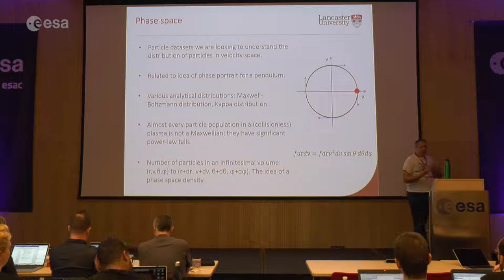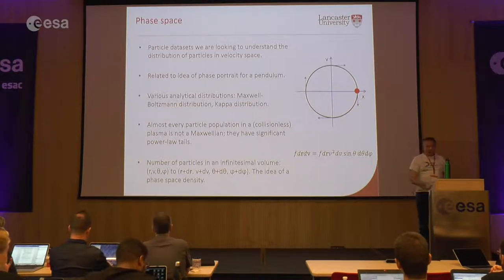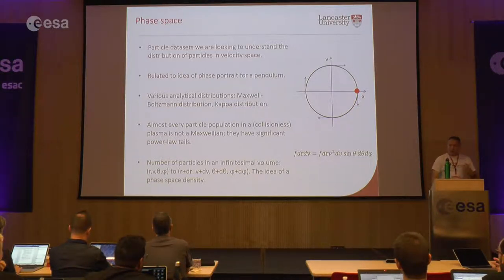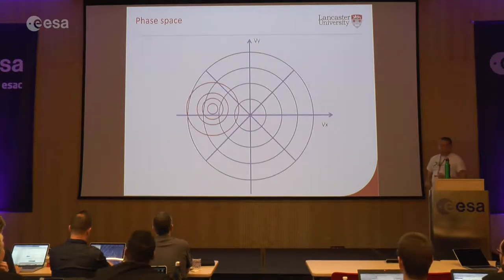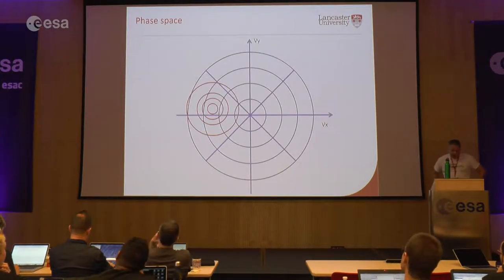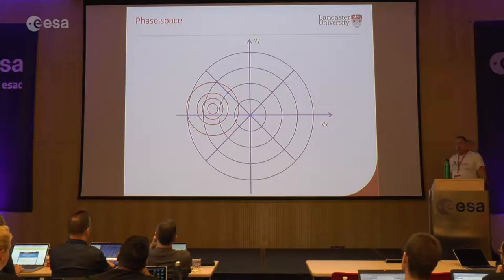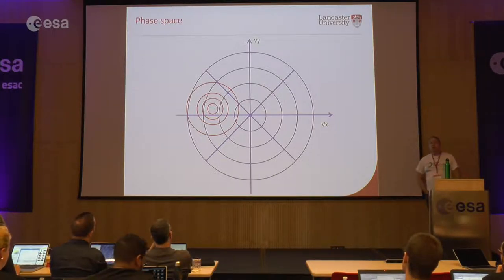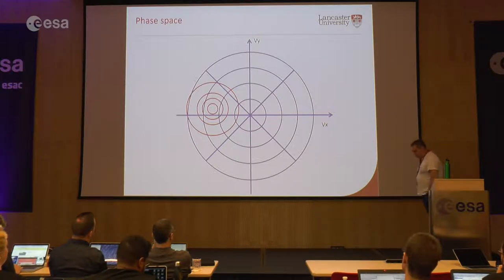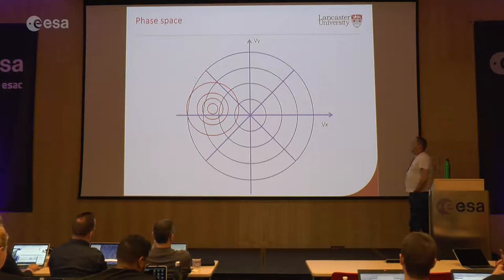So, moving away from the abstract, let's think about a more realistic situation. What we have here is a schematic showing a two-dimensional slice in velocity space, in vx and vy. Let's pretend that we are on a spacecraft, and that spacecraft has a coordinate system where the x direction points towards the sun, and the y direction is perpendicular to that.